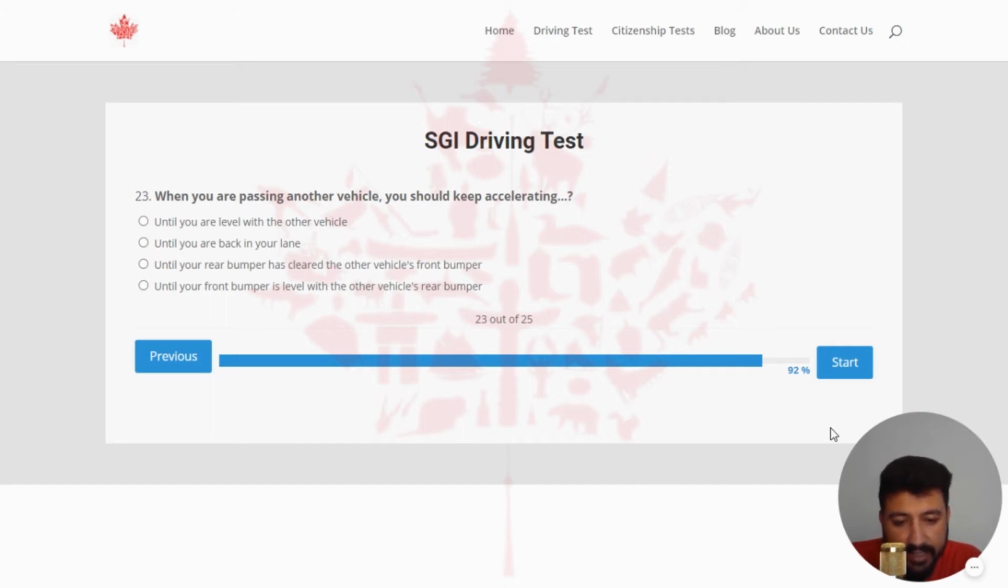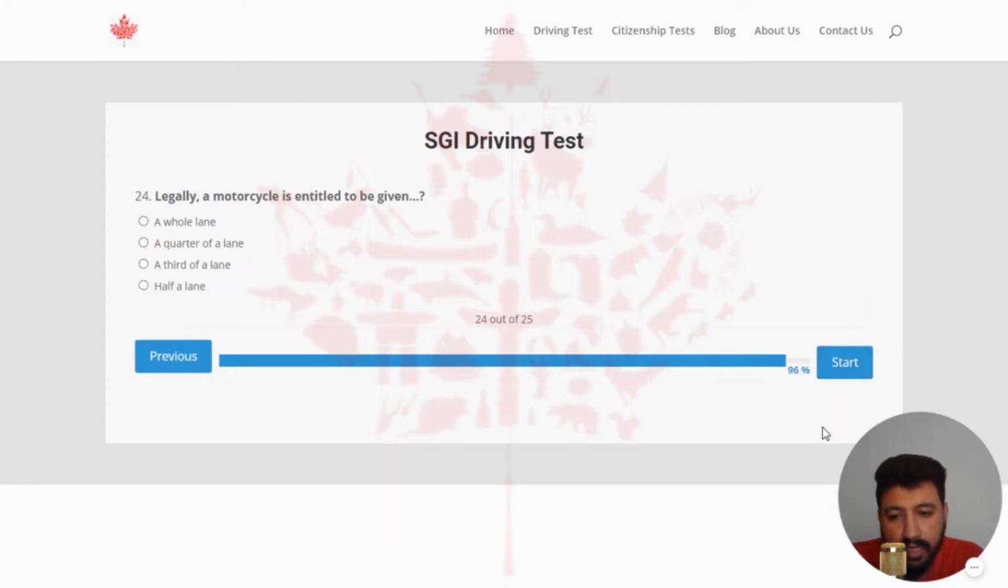The right answer is until you are back in your lane. So let's click on the second one. Next, the second last question is, legally, a motorcycle is entitled to be given. The right answer is a whole lane. The first one looking like the right one.